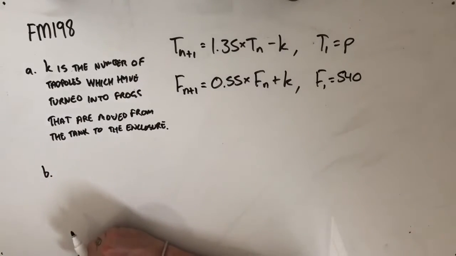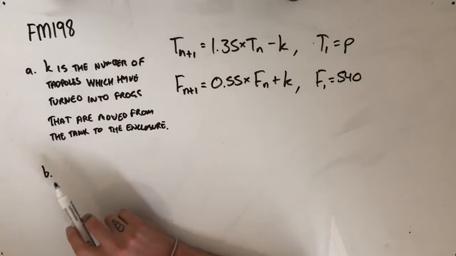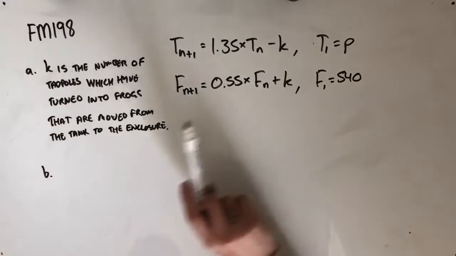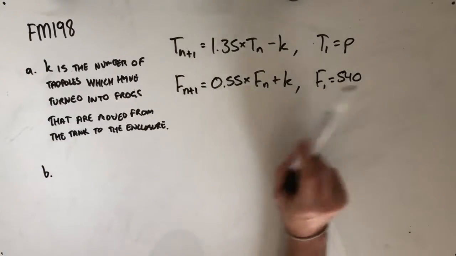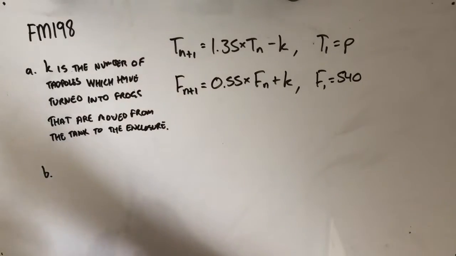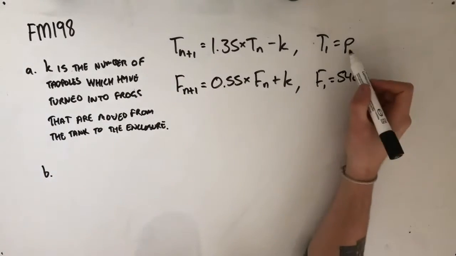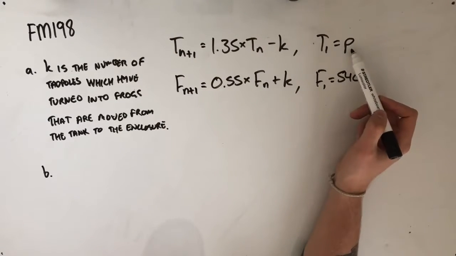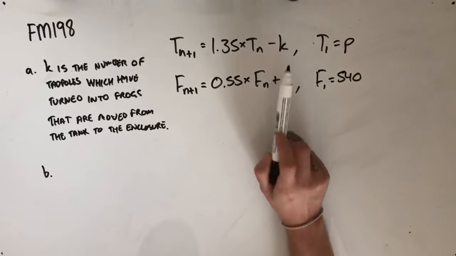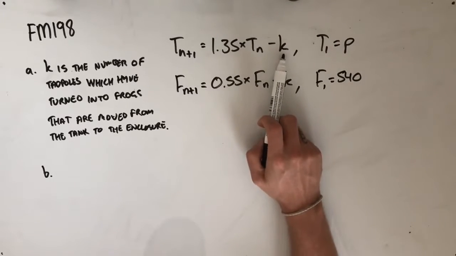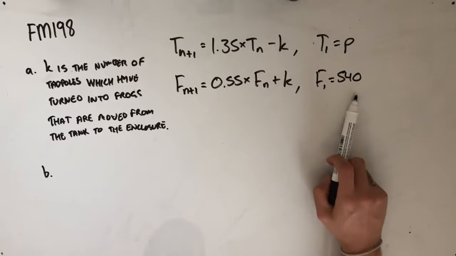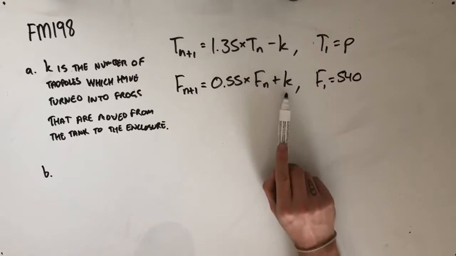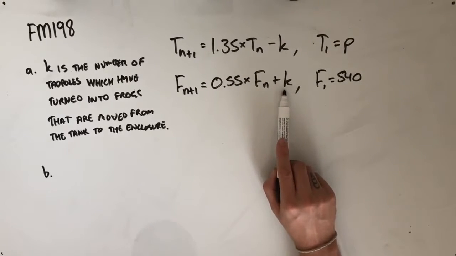Part B says, find the value of P such that Sarah will have 20% more tadpoles in month 2 than month 1 and 10% more frogs in month 2 than month 1. Now, if we look at these recurrence relations, if we're going to try and solve for a value of P in this top tadpole equation, then we're going to need to know a value of k. And the easiest way for us to find a value of k is going to be by using this frogs recurrence relation, because the only unknown variable in this one is k.